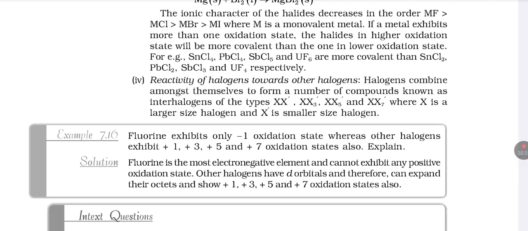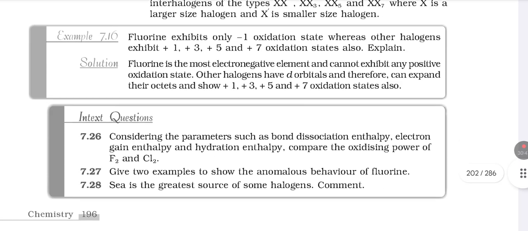Reactivity of halogens toward other halogens. Halogens combine among themselves to form a number of compounds known as interhalogens of the type XX', XX'3, XX'5, and XX'7, where X is a larger size halogen and X' is a smaller size halogen.